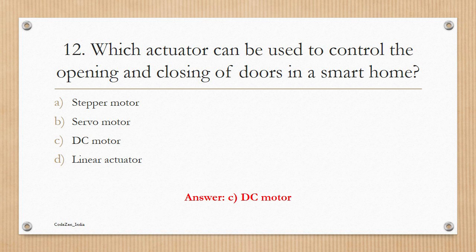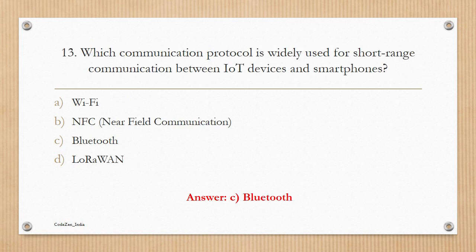12. Which actuator can be used to control the opening and closing of doors in a smart home? A. Stepper motor. B. Servo motor. C. DC motor. D. Linear actuator. Answer: C. DC motor.